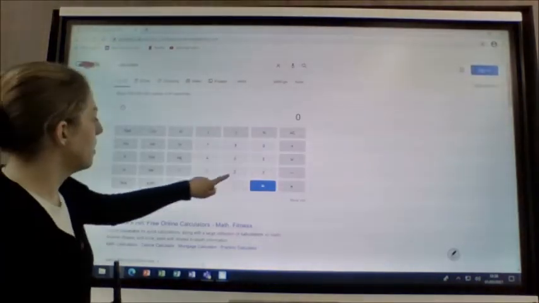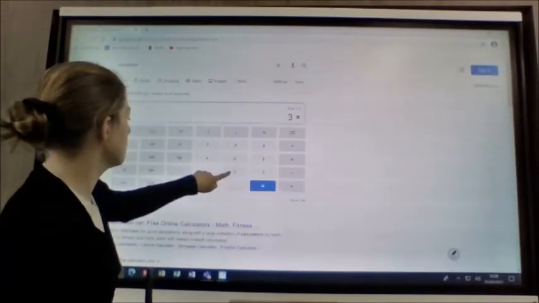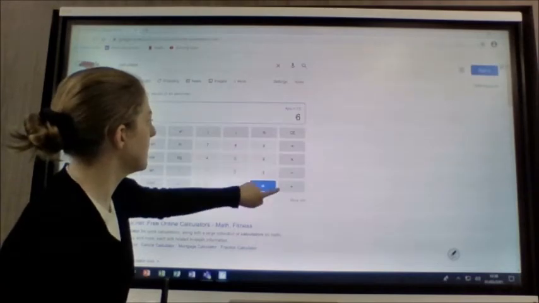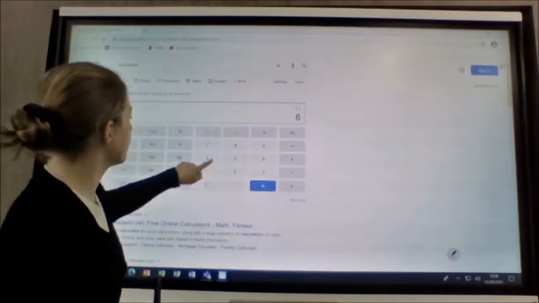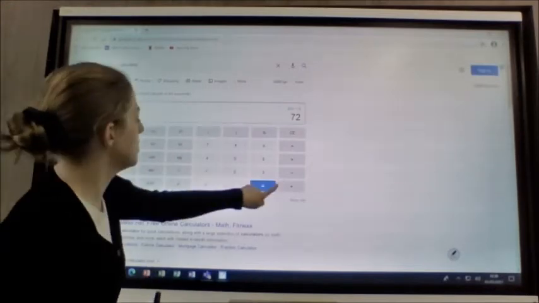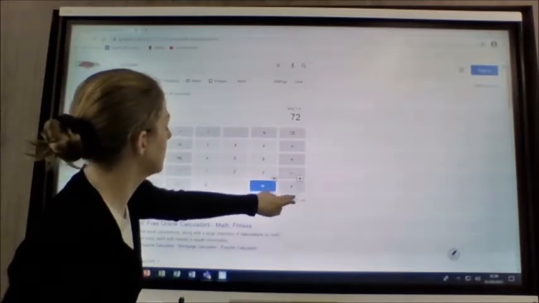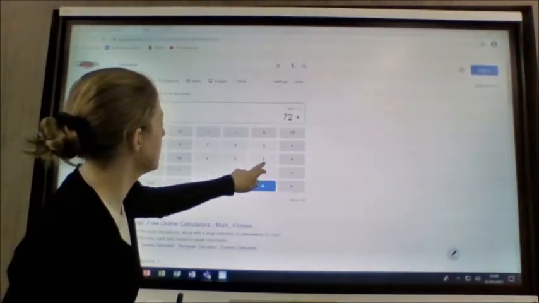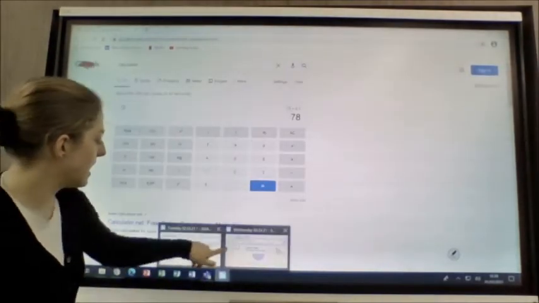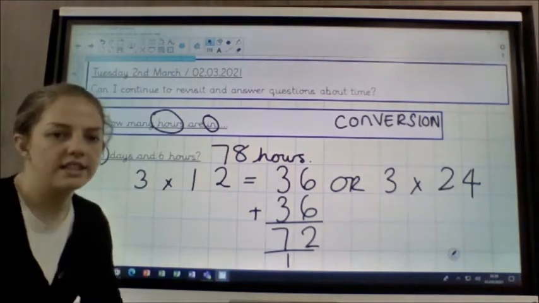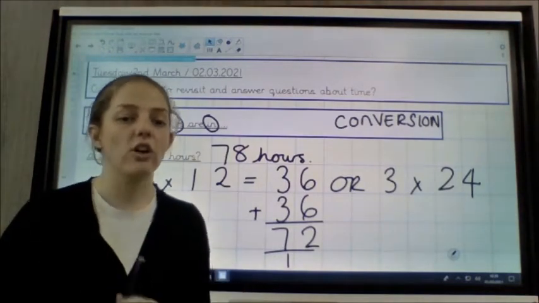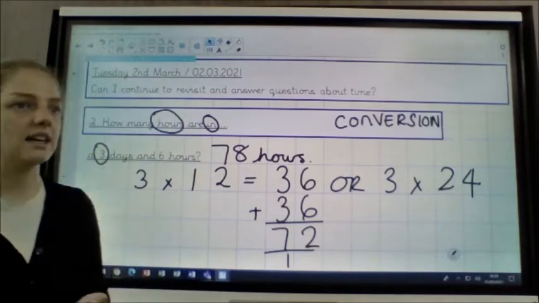So 3 times 24 is 72, add 6, equals 78. So straight away I can see that my answer of 78 hours is correct. I've worked it out in my head, and then I've gone on to check my answer is correct.